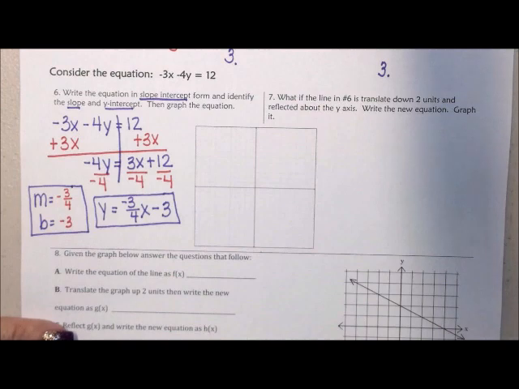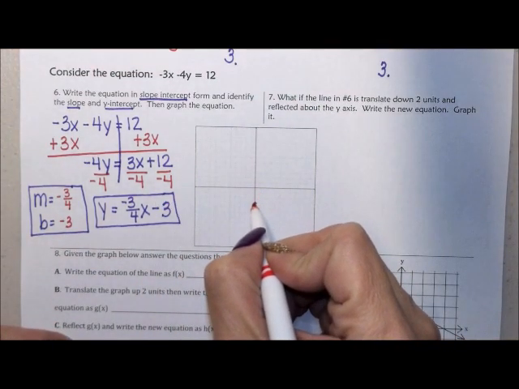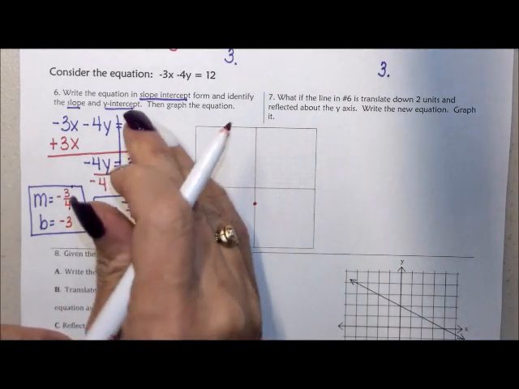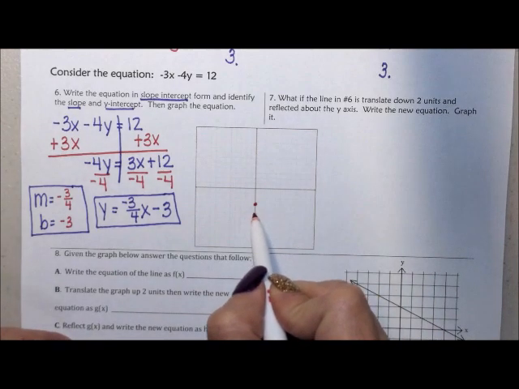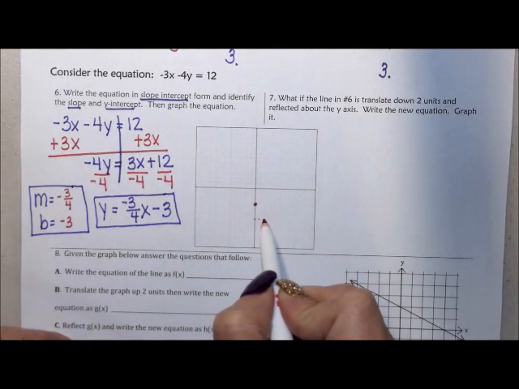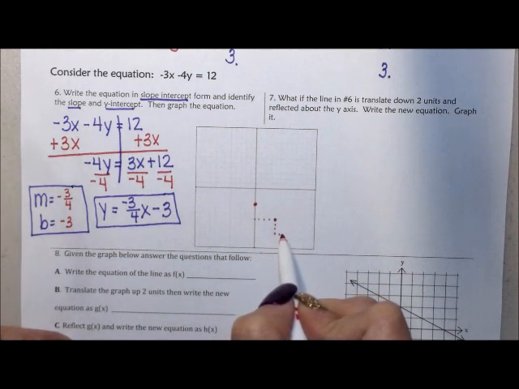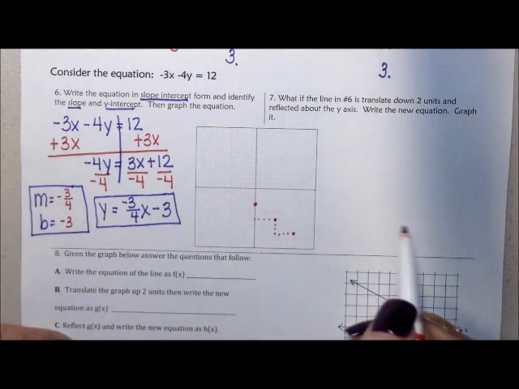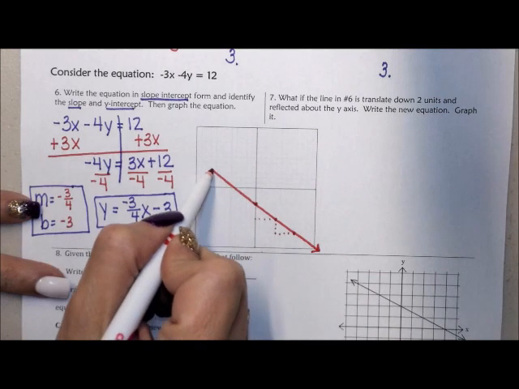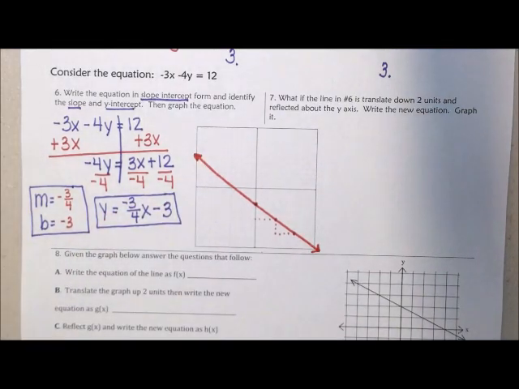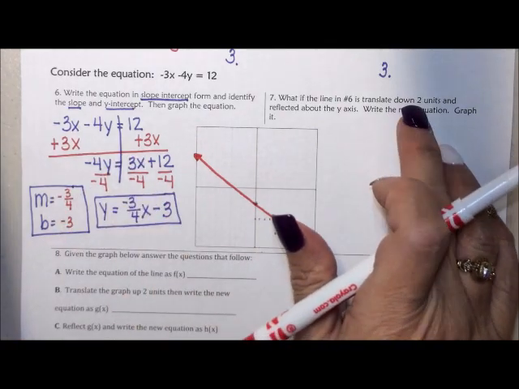All right, so I'm going to actually graph it by hand. So -3, so 1, 2, 3. My slope is -3/4, so it should be going downhill when I graph it. So down 1, 2, 3 over 1, 2, 3, 4. There it is. All right, what if the line in number 6 is translated down 2 units?